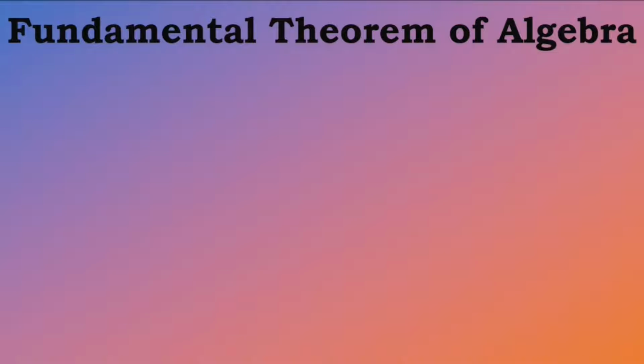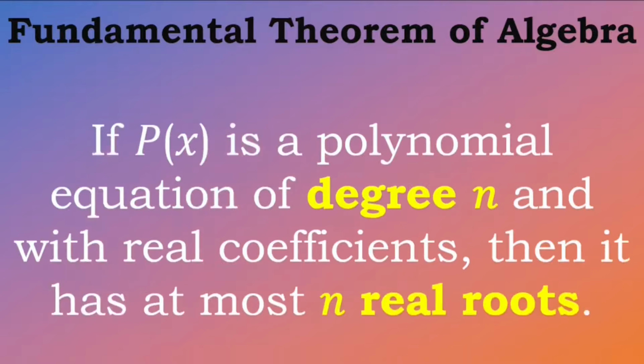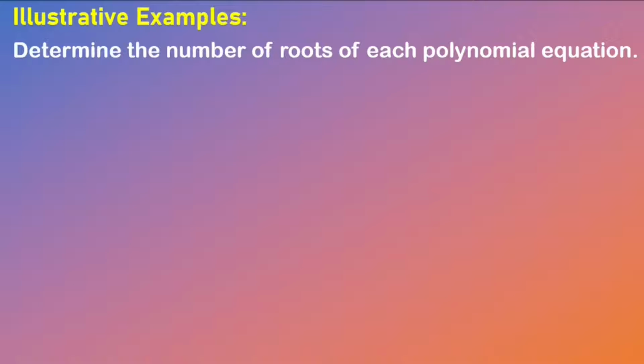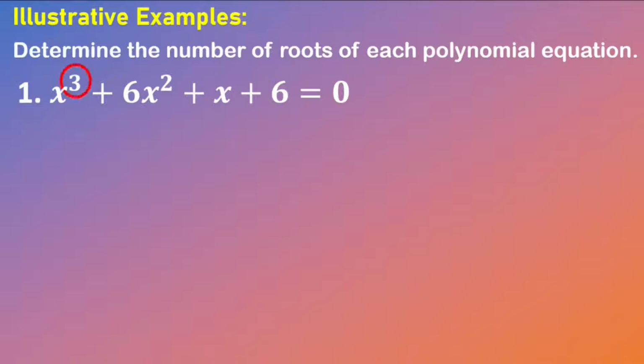Let's continue with the fundamental theorem of algebra. If p of x is a polynomial equation of degree n and with real coefficients, then it has at most n real roots. Let's try the following illustrative examples. Determine the number of roots of each polynomial equation. Number 1, x cubed plus 6x squared plus x plus 6 is equal to 0. The highest exponent is 3, which implies that the equation is of third degree. Therefore, the equation has at most 3 roots.